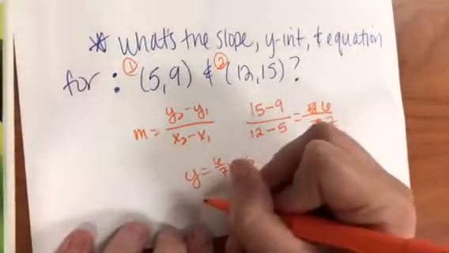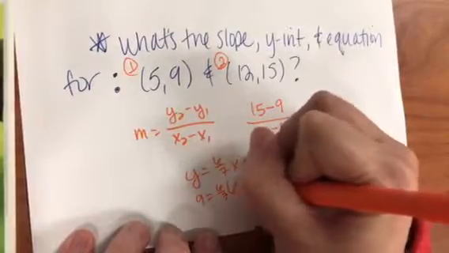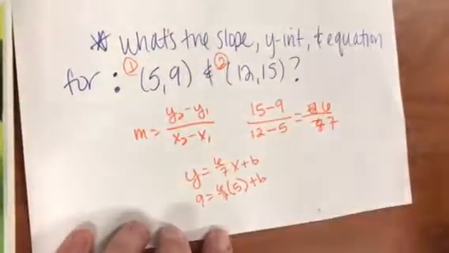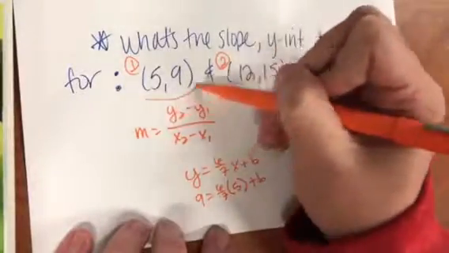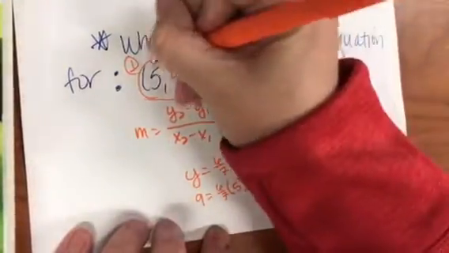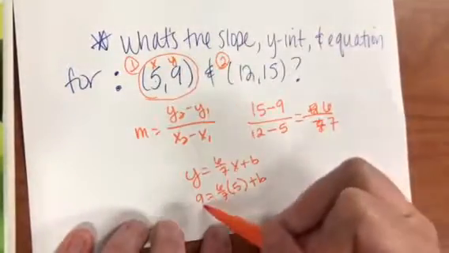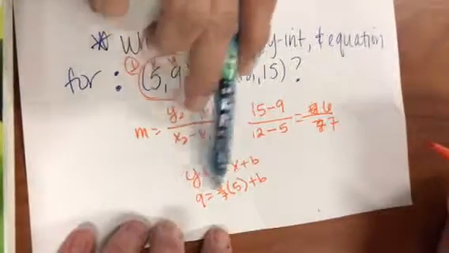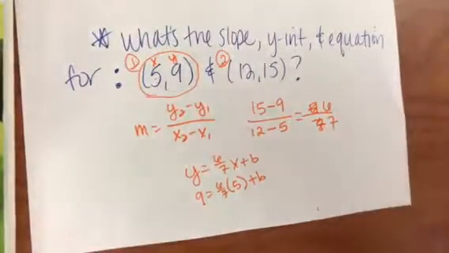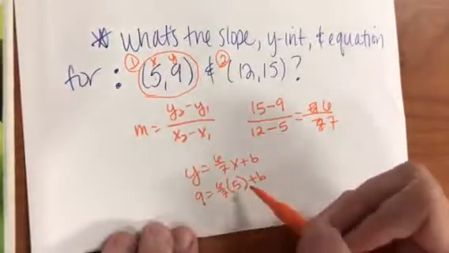Yes. So I could do 9 equals 6 over 7 times 5 plus b. Where'd you get the 9 and the 5 from? I took a point right here, and I said x, y. I took 5 and plugged it in for x, 9 and plugged it in for y. Oh, we just learned how to solve two-step equations. We did! So what is 6/7 times 5?